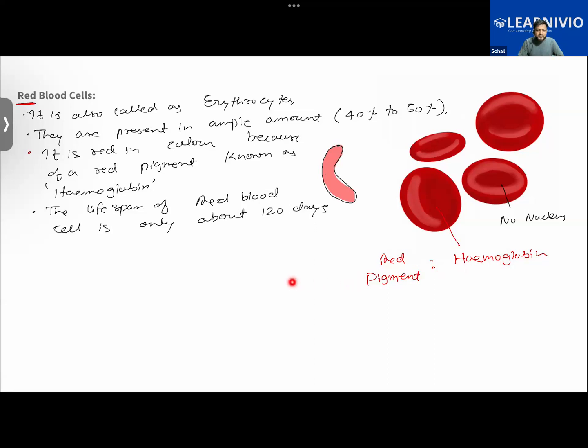And we did learn one more interesting thing, that red blood cells live up to 120 days only. After that, they will die.